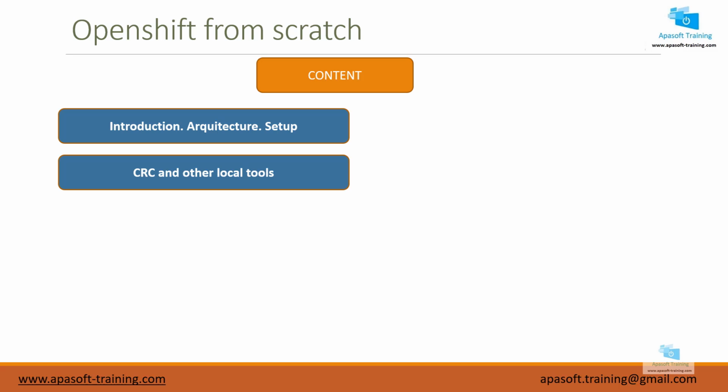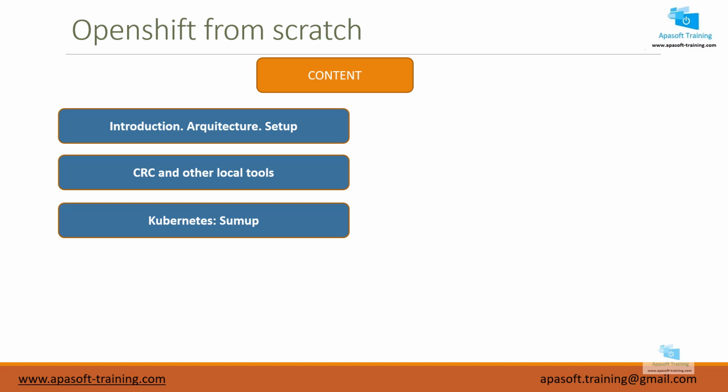CRC, a virtual machine we can set up in our PC to work with Openshift, and we can work online as well with a cloud tool provided by Red Hat, also for free. Next, we will be talking about Kubernetes and how can we use it within Openshift. In the end, Openshift is basically a cluster of Kubernetes with additional functionalities.